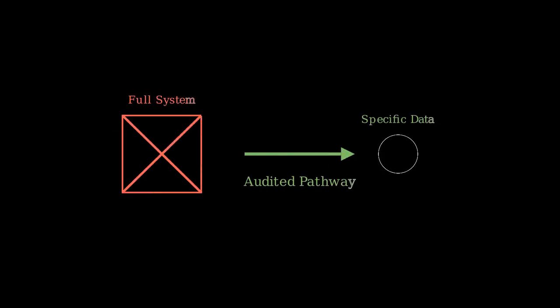Instead of giving an AI model full, unmonitored access to your entire computer, you are granting it specific, audited pathways to the information it needs. This balance of flexibility and safety is what makes MCP a foundational step toward more capable, reliable, and trustworthy AI agents.